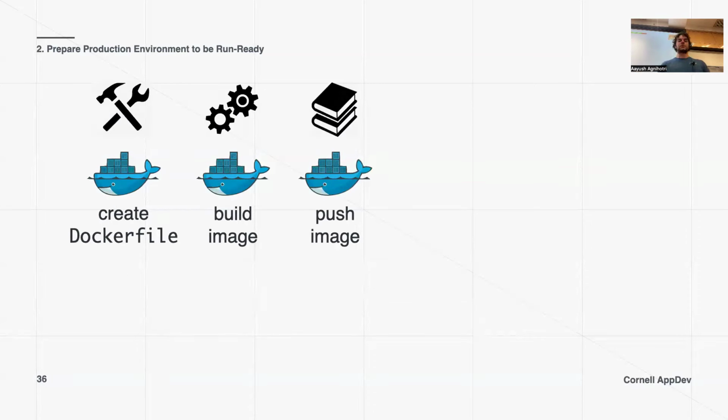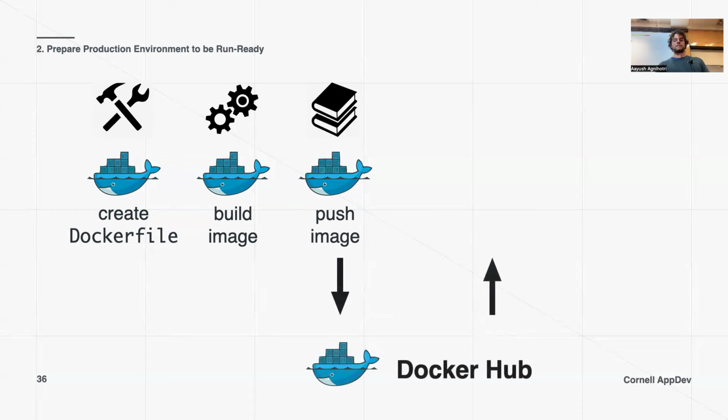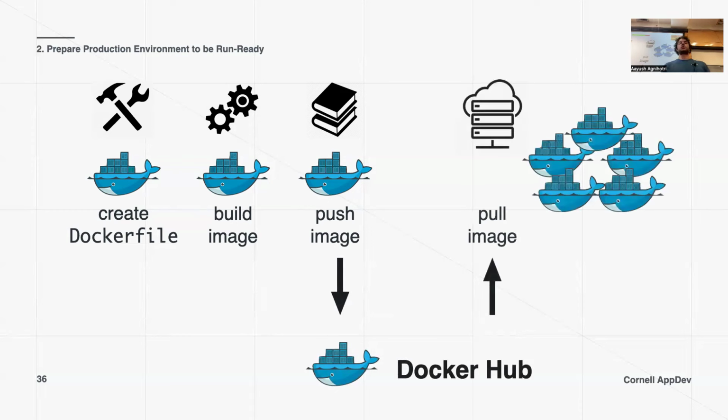The three steps for preparing the production environment to be run ready are: you first create your Dockerfile, which states how you want your app to be run. Then you build the image, which is like the blueprint of your code. Then you push the image to Docker Hub, and then you pull the image from Docker Hub to whatever server you're using, like Google Cloud, AWS, whatever. Then you're able to run live instances of your app, which is represented by all these whales over here. Each whale can be one instance of your app running on someone else's computer.